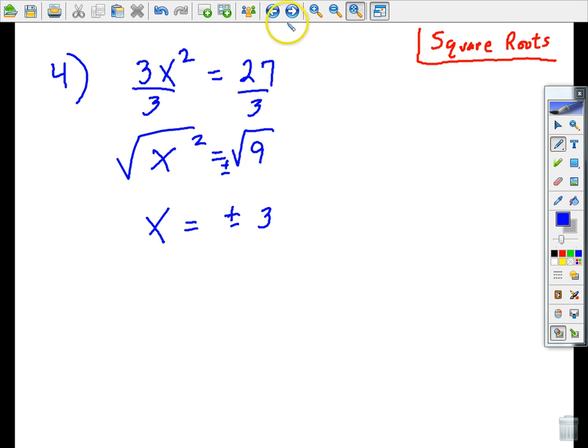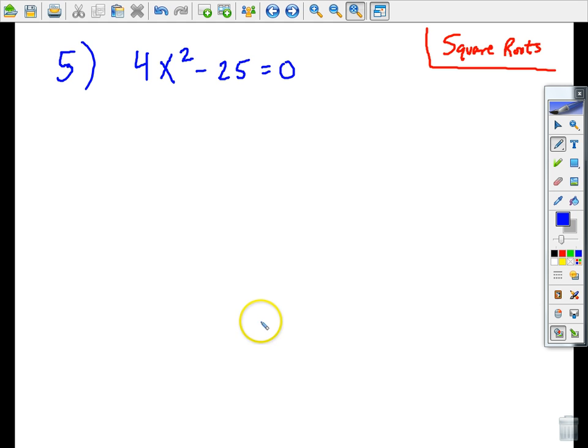Pretty easy. I think I just got one more example, and then I want to set you up on one word problem, and then I'm going to give you the rest of the time. Adam, what would you do first in this problem? Did you add 25? Very good. He said add 25 to both sides.